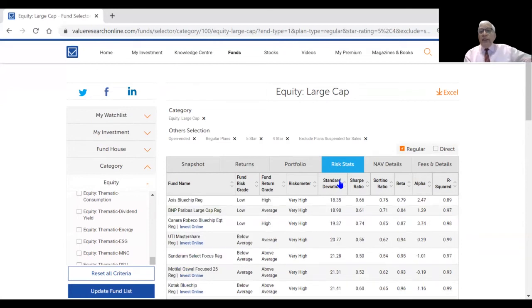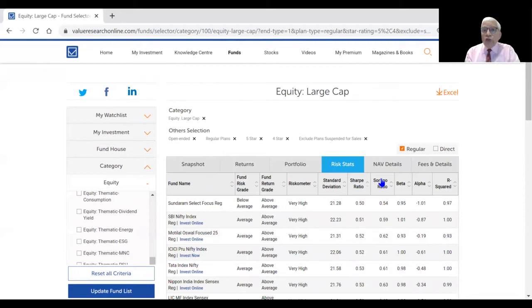Standard deviation, lower the better. Therefore, you click once or twice, you will get lowest at the top. What is standard deviation? Standard deviation is a measure of variability of the returns. How much are the returns variable on plus and minus side? So it's a variability measure.